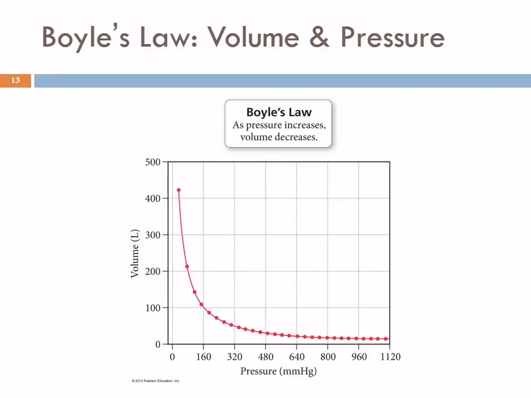This is an example of a Boyle's law graph. In science, we graph the controlled variable on the x-axis. He was controlling the pressure, and then he was measuring the volume. As you increase pressure, the volume of a gas will go down. That makes sense, because if you think about a balloon, if you squeeze it on all sides, it's going to get smaller, right? When you put pressure on it, you're going to compress the gas.